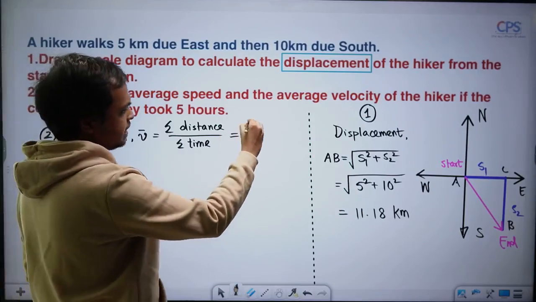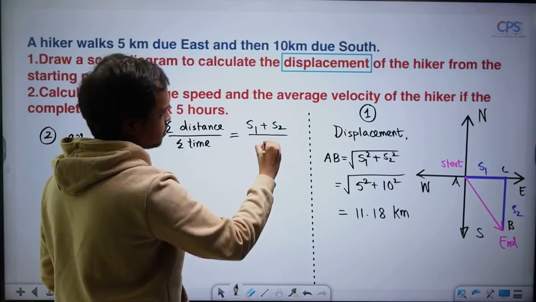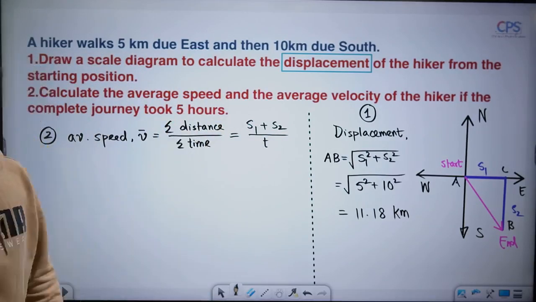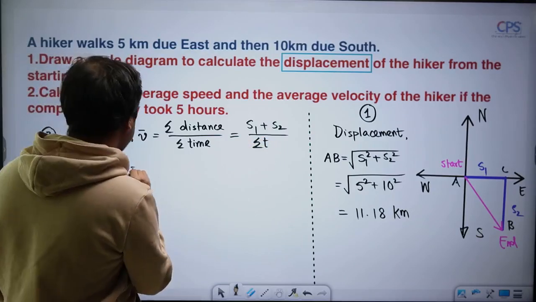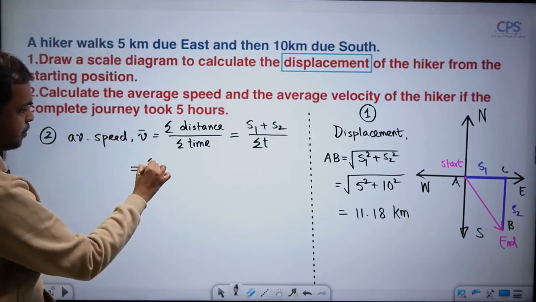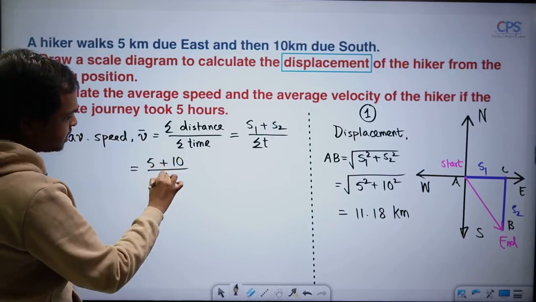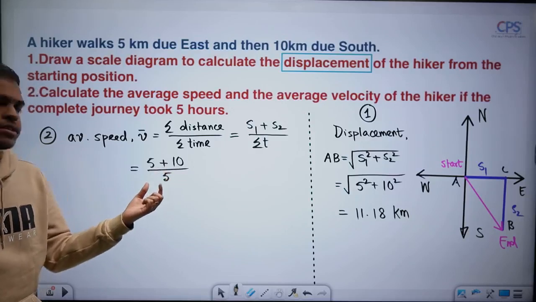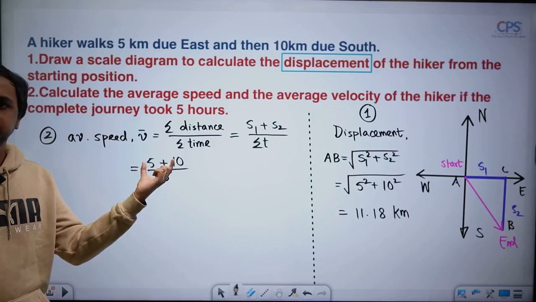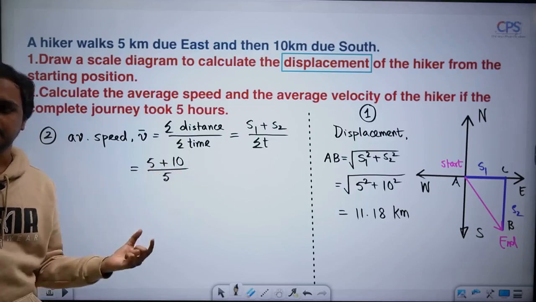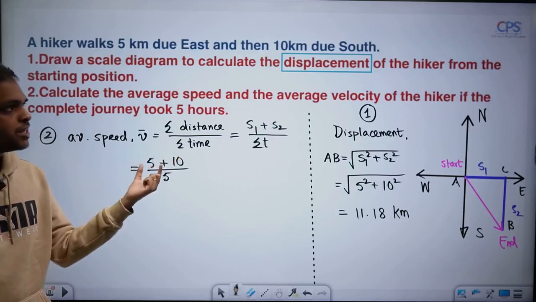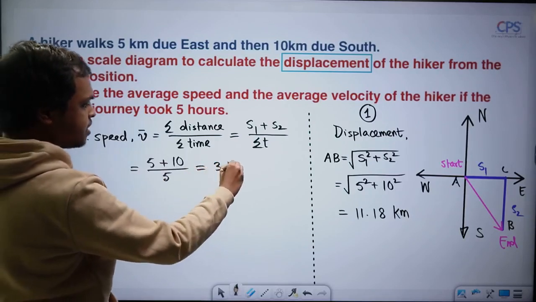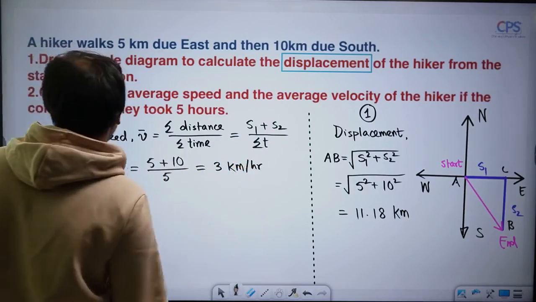Okay, summation of distance is S1 plus S2, and summation of time is just the overall time, right? Summation of t. So summation of S1, S1 is how much? 5, S2 is 10, and the total time is 5 hours. You have to be careful about the unit here. This is kilometers and this is hours, so the unit will be kilometer per hour, right? So 5 plus 10 means 15, and if we divide 15 by 5, that's 3 kilometers per hour.